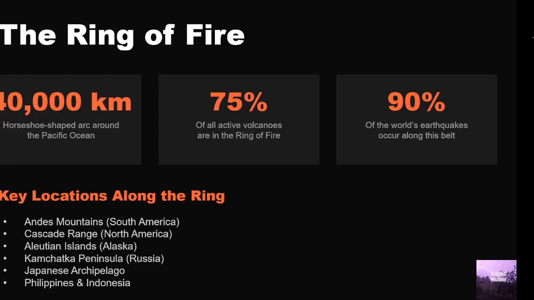The Ring of Fire: 40,000 kilometers, a horseshoe-shaped arc around the Pacific Ocean. 75% of all active volcanoes are in the Ring of Fire. 90% of the world's earthquakes occur along the belt. Key locations along the ring include the Andes Mountains in South America, the Cascade Range in North America, the Aleutian Islands in Alaska, the Kamchatka Peninsula in Russia, the Japanese archipelago, the Philippines, and Indonesia.